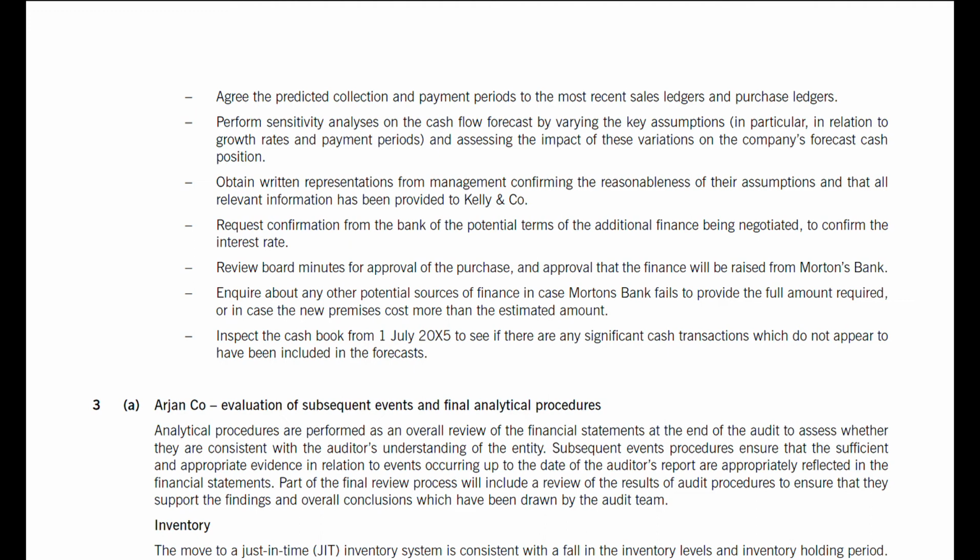Inquire about any other potential sources of finance in case Morton Bank fails to provide the full amount required, or in case the new premises cost more than the estimated amount. Inspect the cash flow from 1st July 2025 to see if there are any significant cash transactions which do not appear to have been included in the forecast.